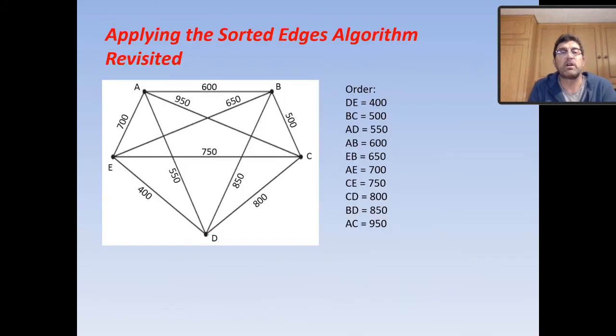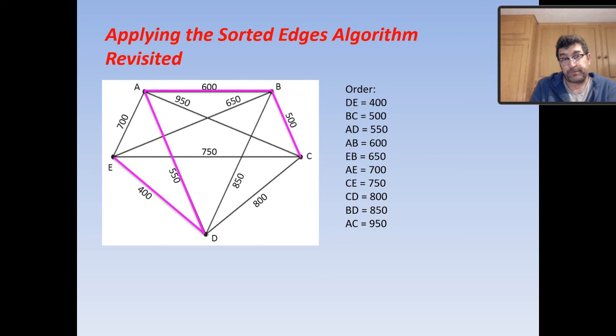So if we now go back to this diagram that we have here, and we sort all the edges from the least weight to the most weight, and we start applying our sorted edges algorithm, let's see if that gets us somewhere. The first one that we're going to choose is DE because it's 400. The next one is BC. Notice that BC and ED are not even close to each other, but that's how we select our edges with the sorted edges algorithm. The next one is 550, which is AD. The next one is 600, which is AB.